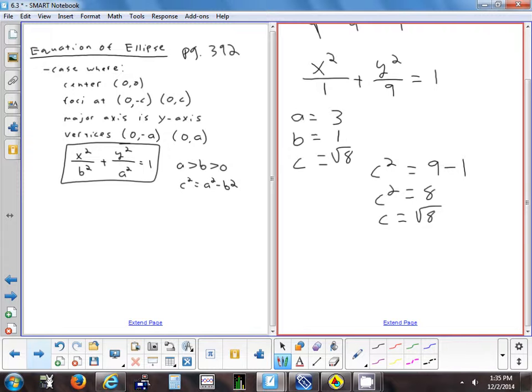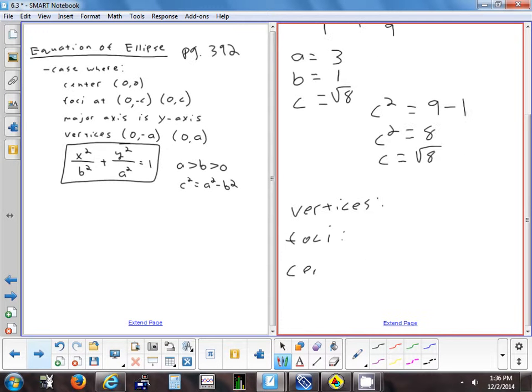Right, so let's write our final answer. So it's x squared plus y squared. Oh, I'm sorry, we already had that part. We need the vertices, foci, center, and the major axis.